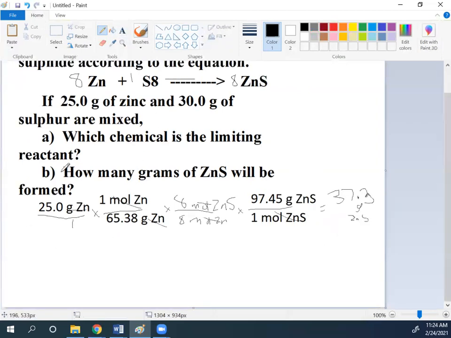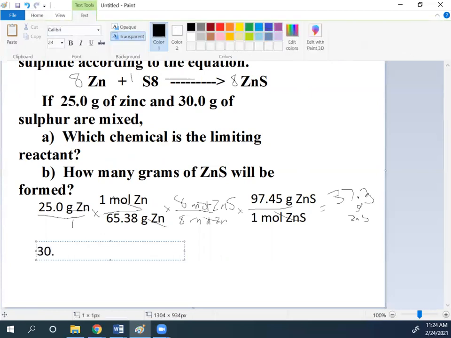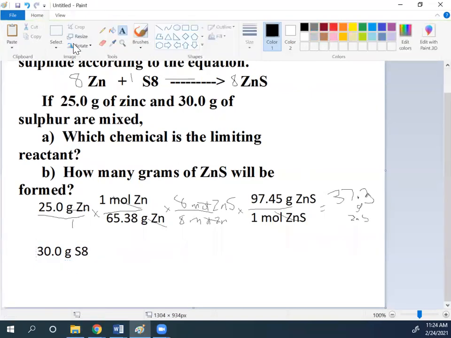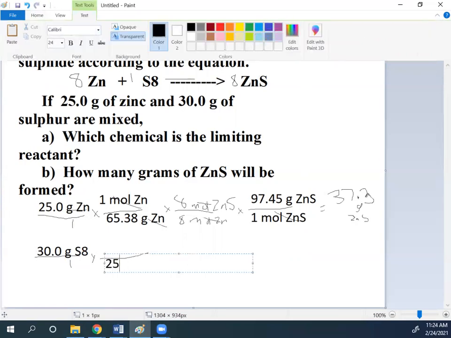Now I'm ready to do my other problem, aren't I? So 30.0 grams S8 over 1, times molar mass of S8, what, 256? 256.528 grams S8. And then on the top will be 1 mole. I needed 3 decimals.